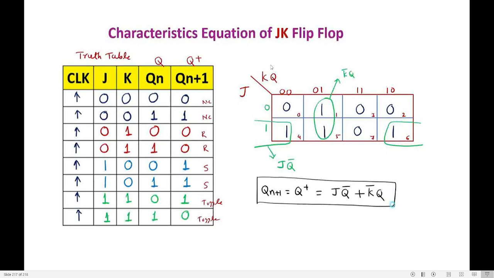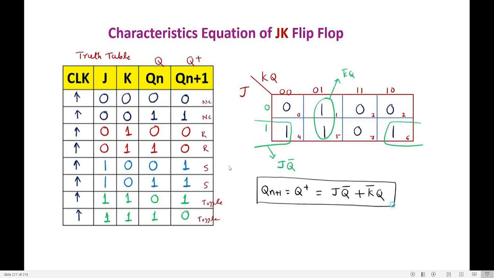Now do the plotting part. Draw a 3-variable K map, with J, K, and Q. Put all these values in the map. First, J bar, K bar, Qn bar is 0. J bar, K bar, Qn is 1. J bar, K, Qn bar is 0. Similarly plot everything.